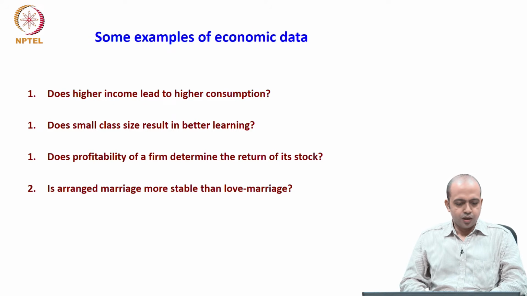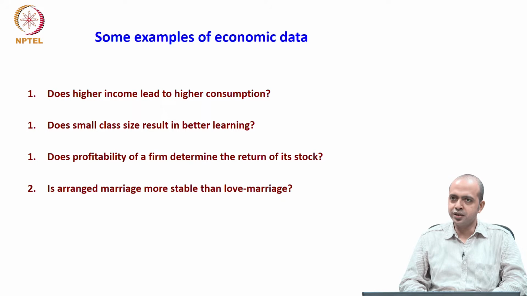Okay. Then the other example: is arranged marriage more stable than love marriage? This is also another example. Now, first of all, getting married itself is an economic decision making. Why? Because economists define marriage as nothing but a mutually beneficial trade, a mutually beneficial contract. And stability, whether the marriage contract will be stable or not, depends on whether both the parties involved in that contract benefit mutually.